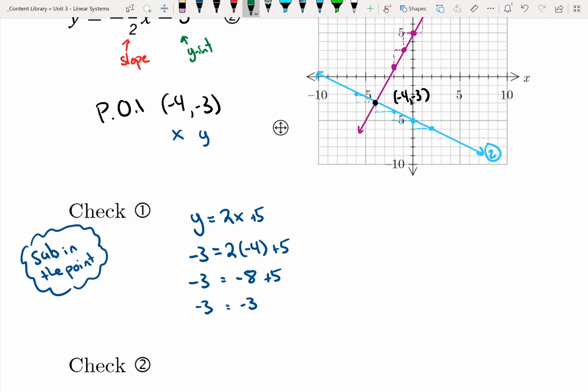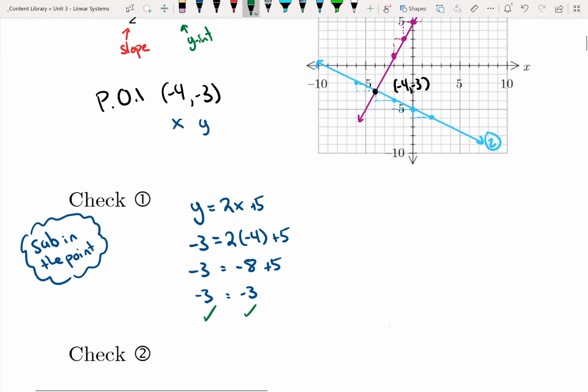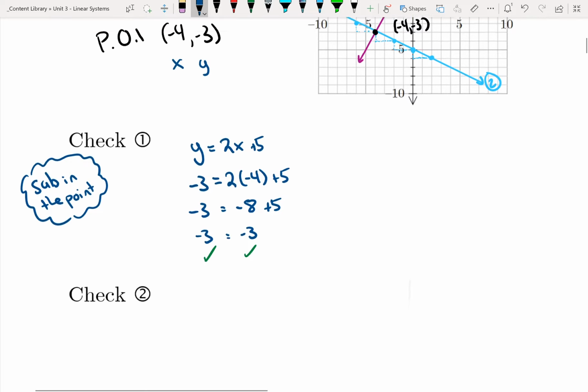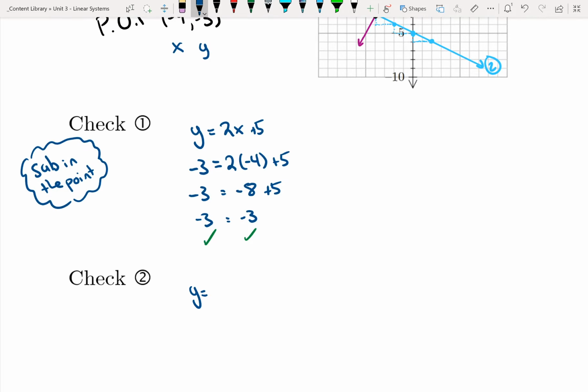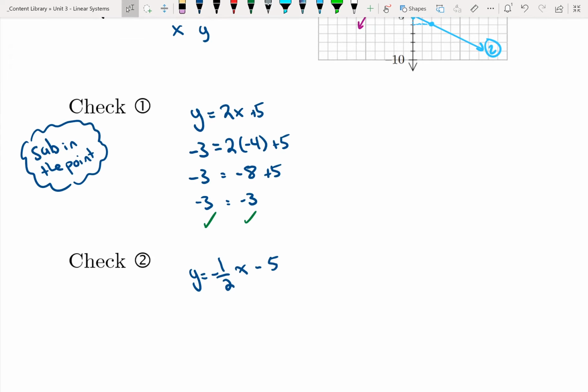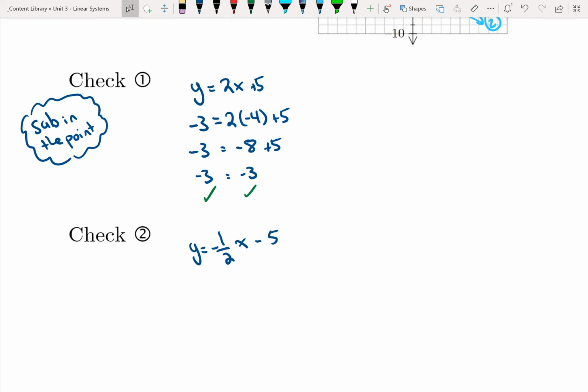Because the two numbers are the same, left side equals right side, negative 3 equals negative 3, that means it works for equation 1. However, we can't just end there. We need to do it again with the second equation, y equals negative 1 over 2x minus 5. The reason we need to check both equations is because that point should be on both lines if it's a point of intersection. So we need to make sure this works for both equations.